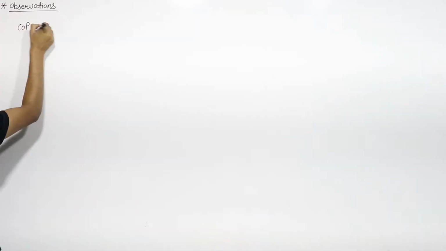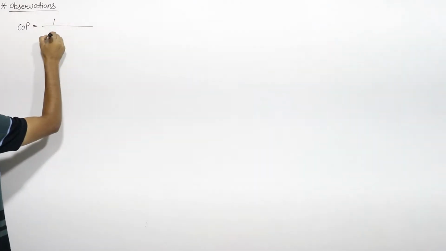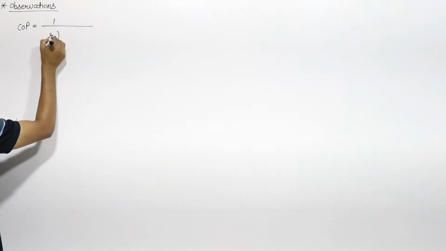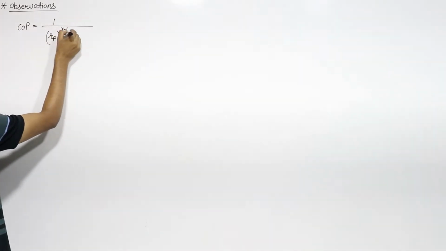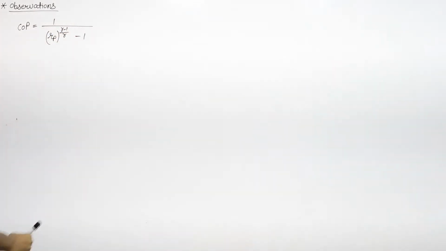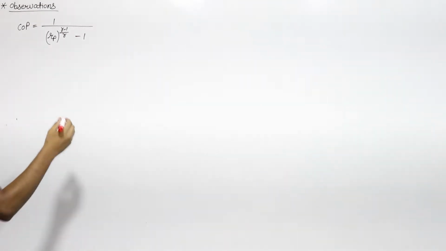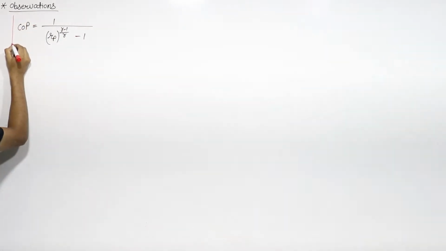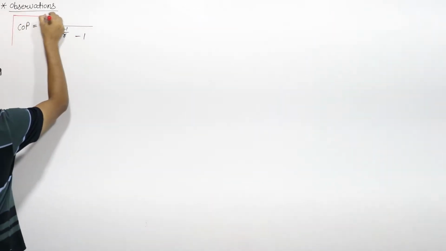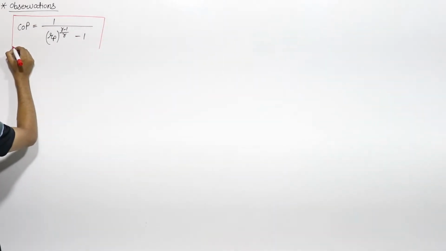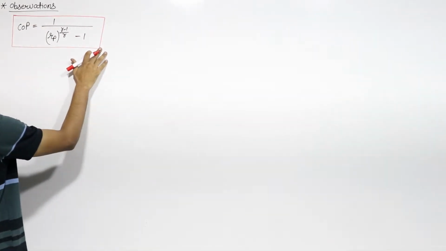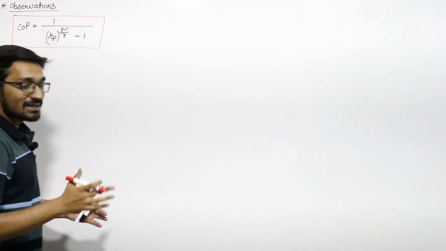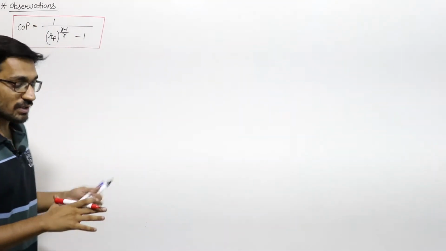First of all, we know the COP formula: the COP of the reversed Brayton cycle will be 1 upon Rp raised to power (gamma minus 1) upon gamma, minus 1. This is the COP of the reversed Brayton cycle, and the assumptions are changes in kinetic energy 0, changes in potential energy 0, ideal gas, and gamma of expansion and gamma for compression are the same. Only under these can we use this formula.